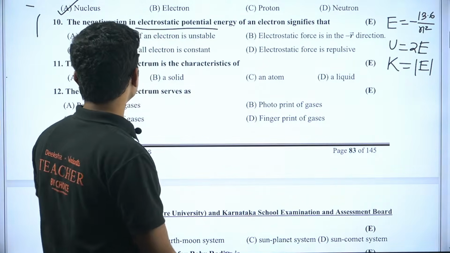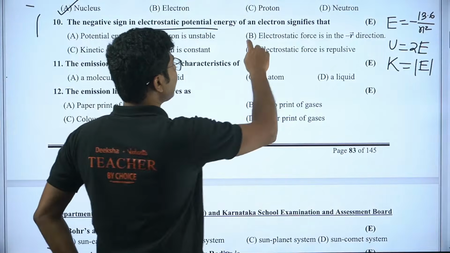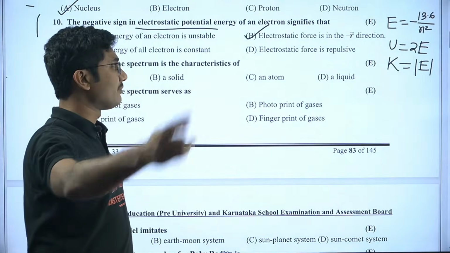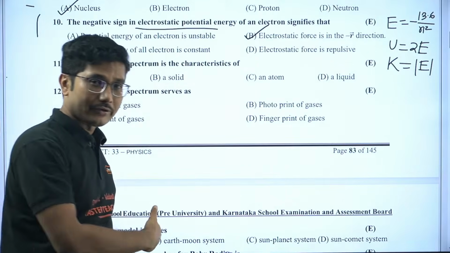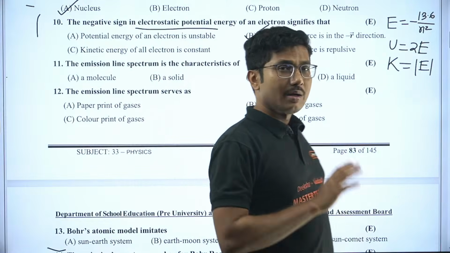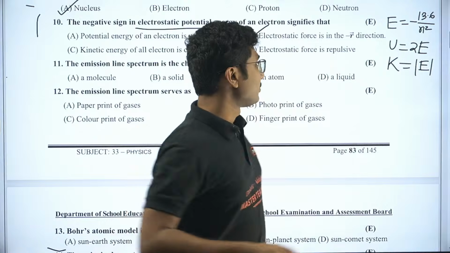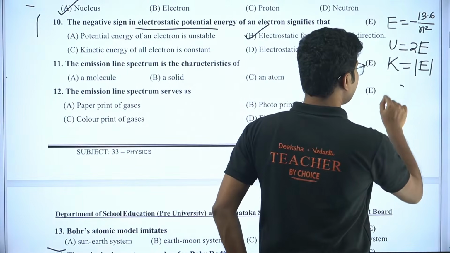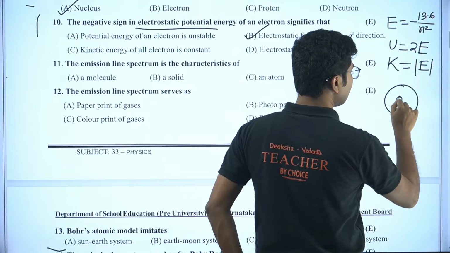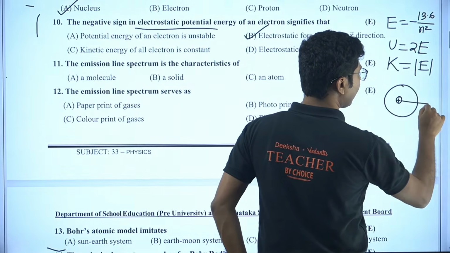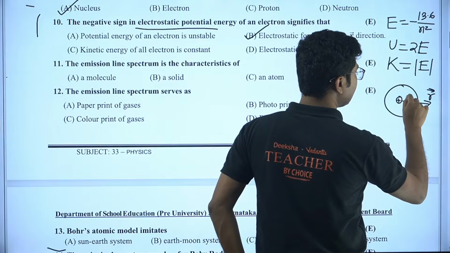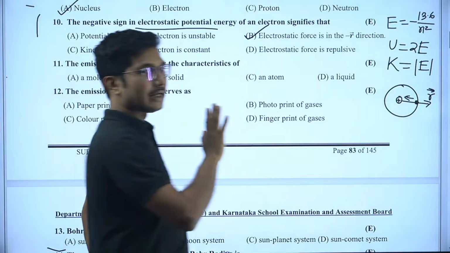So possibly I think they are trying to say that electrostatic force is in the negative r direction. So if the electrostatic force is in that direction, it is acting towards the center. But again, that does not make any sense. So electrostatic force can be towards the center or outward, but that does not make any sense. If this is the positive nucleus, the r vector points outside, and electrostatic force is acting in this direction. That's maybe what they are trying to say.